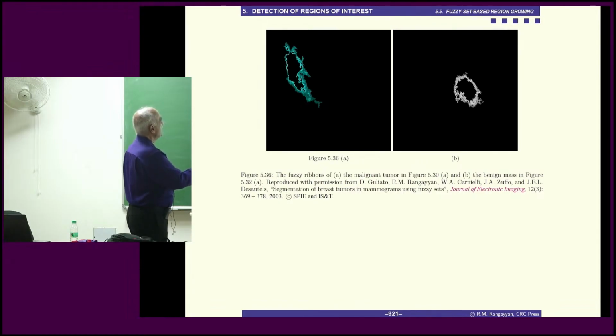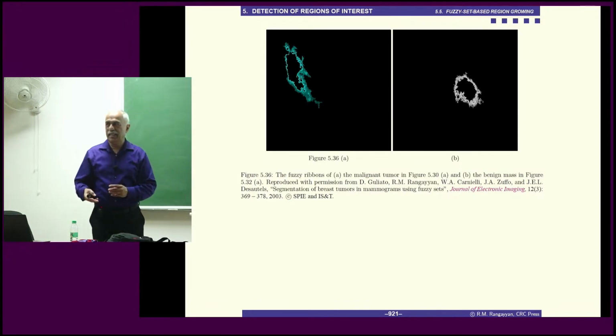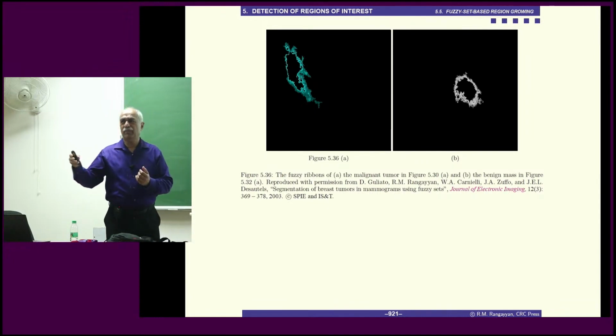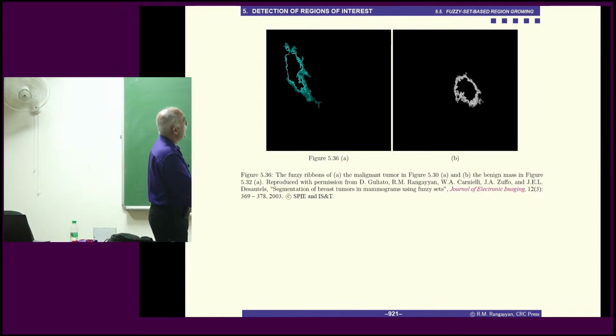You can see we have removed the central core portion of the tumor. And this is the fuzzy ribbon around the periphery where the membership is less than 1. And we can put some limits. If it is less than 0 point something, then you don't keep it. This is for a benign mass.